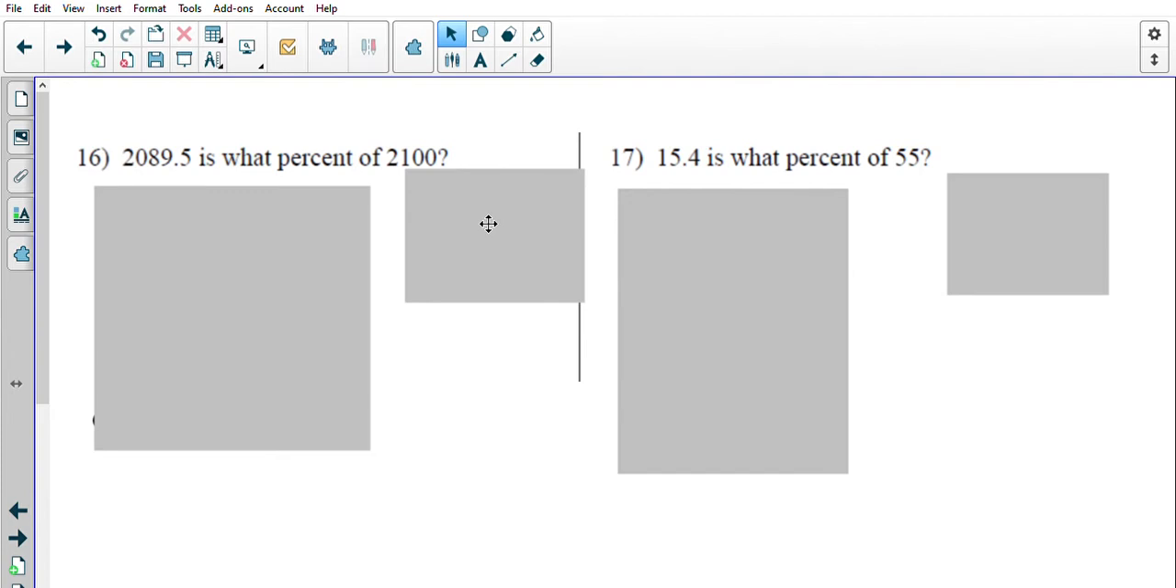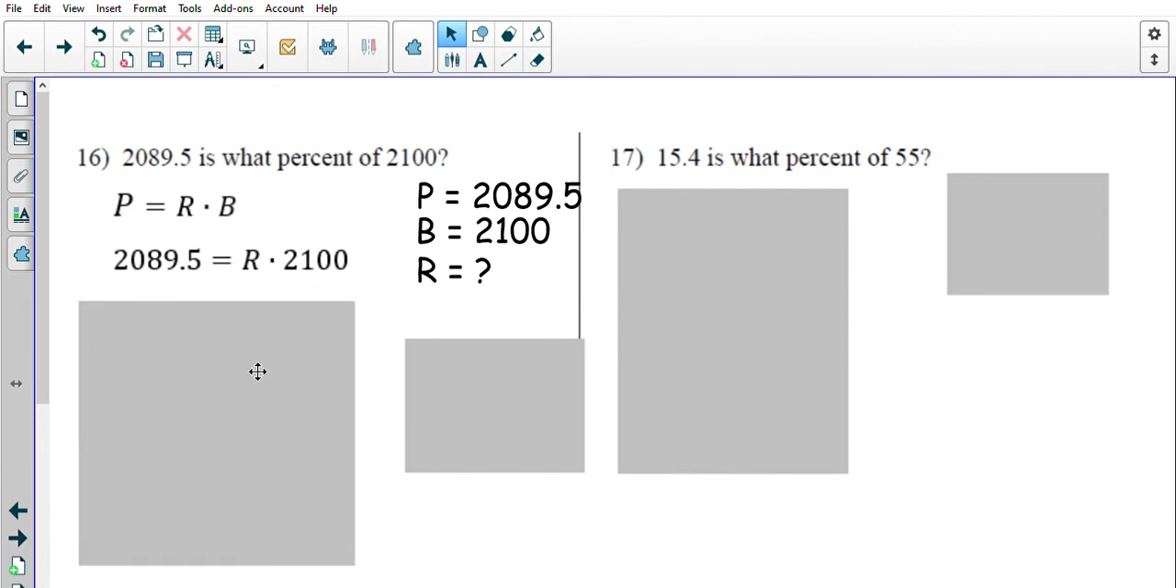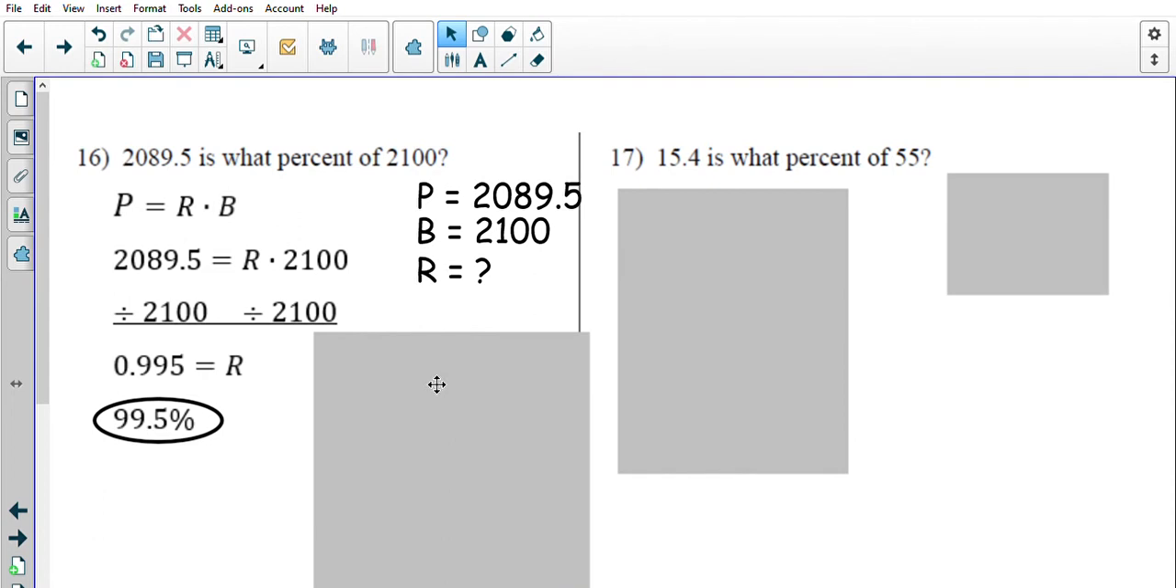All right, let's take a look at number 16. 2089.5 is what percent of 2100? So the part is 2089.5. The base is 2100. R is my unknown. So for P equals R times B, we have 2089.5 equals R times 2100. Divide both sides by 2100, which again involves you doing 2089.5 divided by 2100. Make sure you put those in the right order. You will get 0.995, but as a percent, that will be 99.5%. We've already talked about converting between decimals and percent, so we'll do that again here.